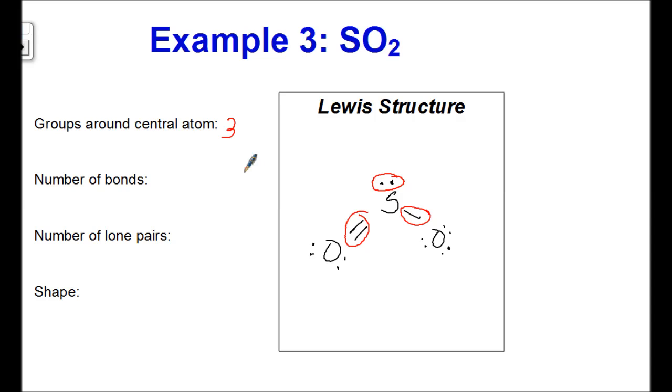And out of those 3 groups, how many of them are bonds? In this case, 2. Number of lone pairs, 1. Should check my work. I go 1 plus 2 equals 3, so I'm good to go. We go look at our chart.